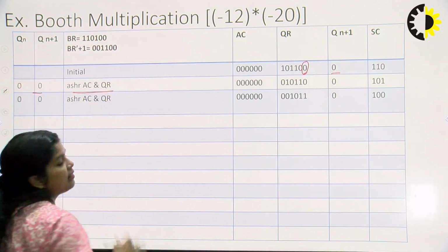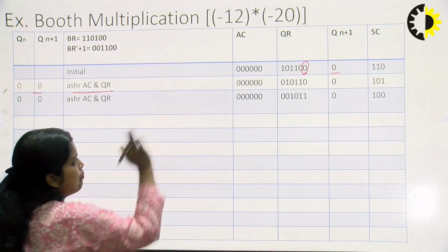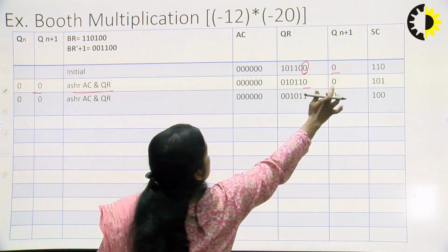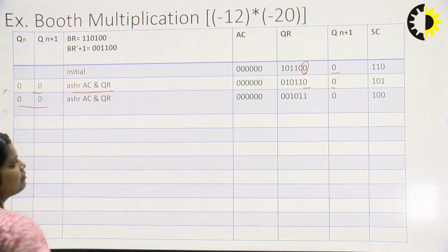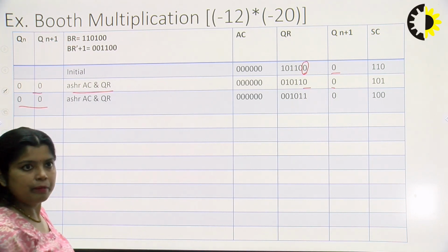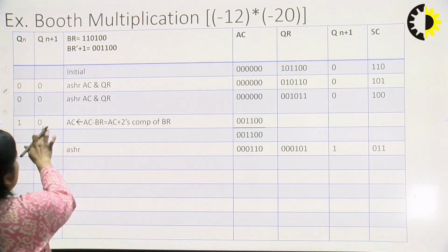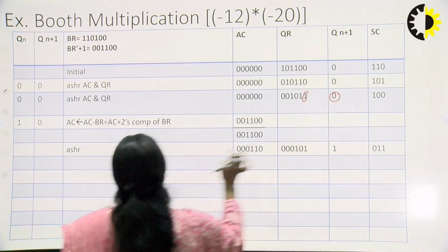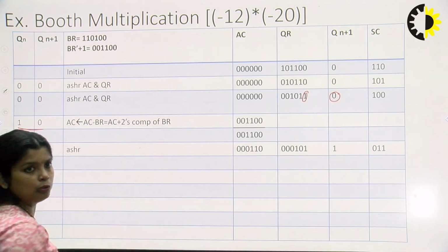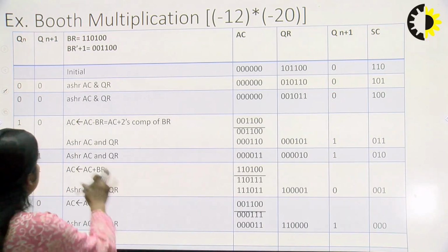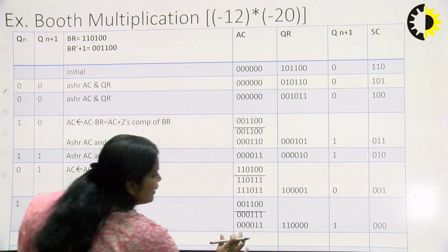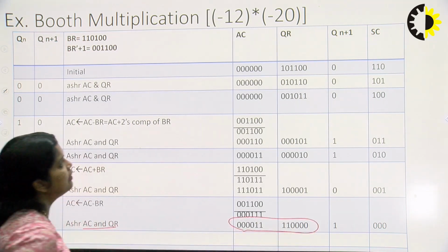So, ASHR is AC and QR. You are applying this simple arithmetic shift right. Again, there is a 0, 0 value, so you have to apply this one. Simple. I am just repeating that particular example again. And next, when again you check this 1 and 0, then next 1 and 0, the 2's complement of the BR will be there. And next is the value is this. So finally you are getting this particular result.